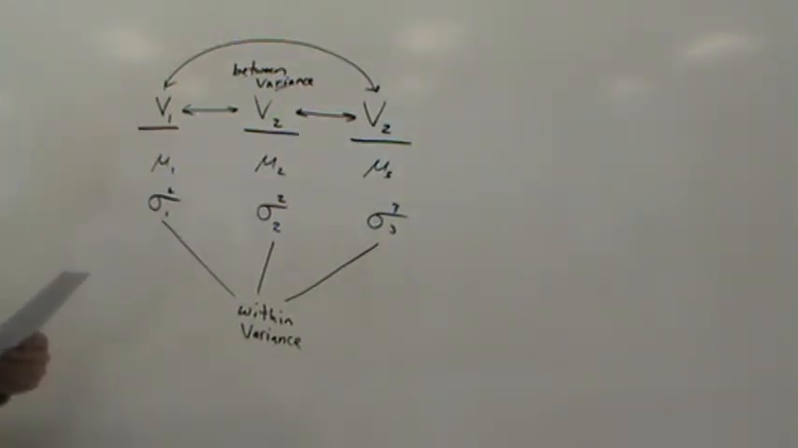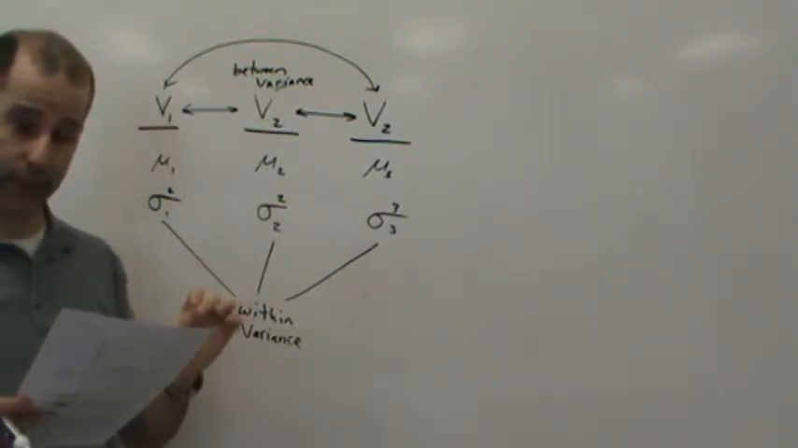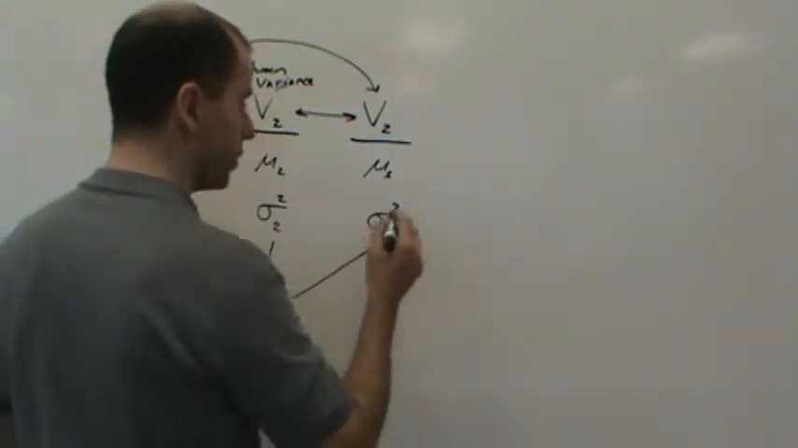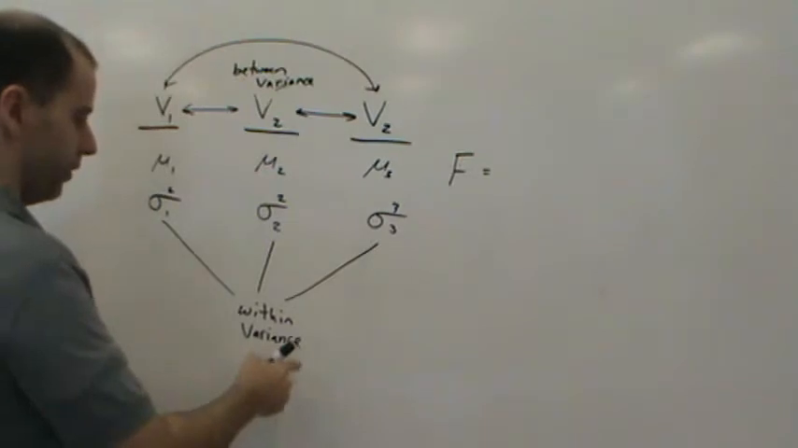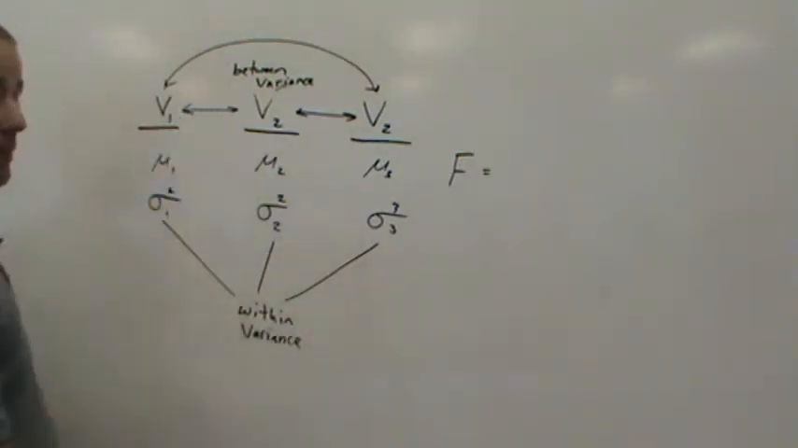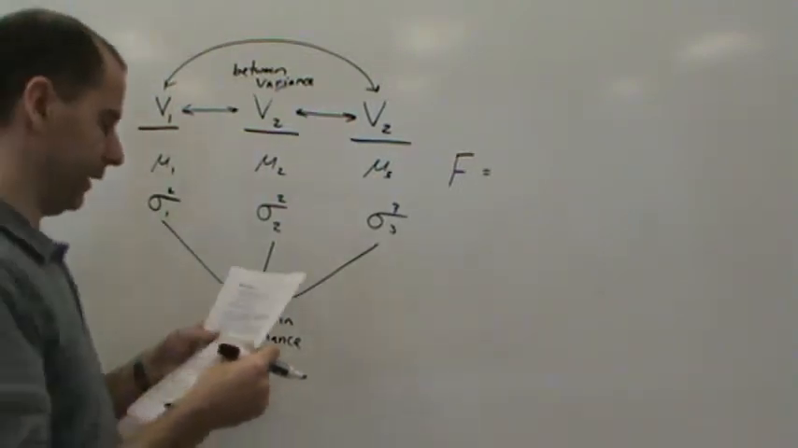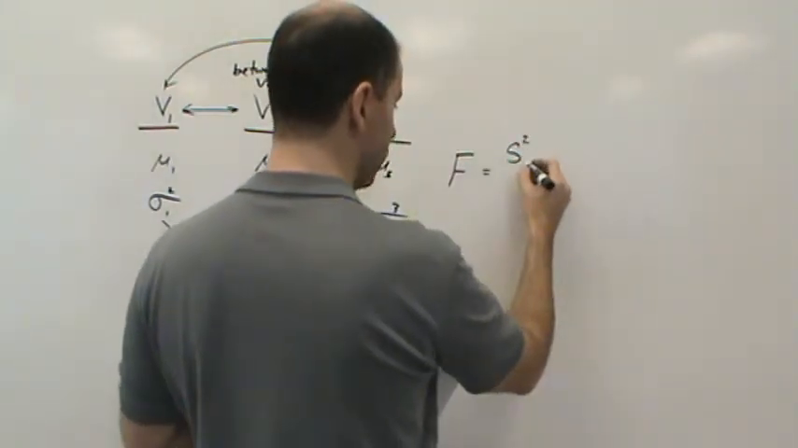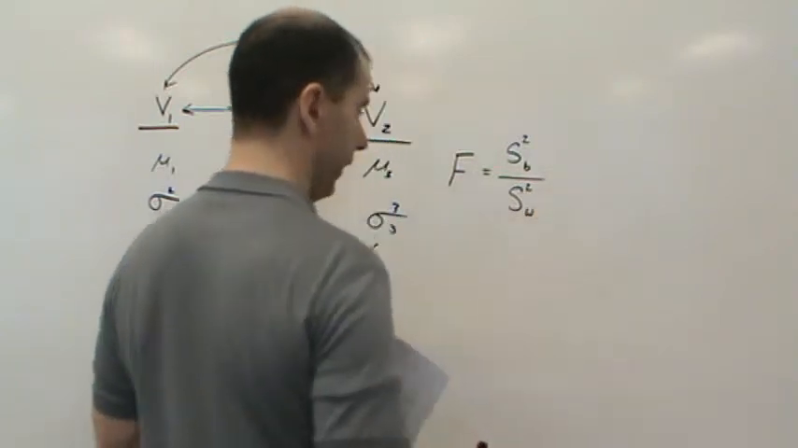So what we're going to do is use the degrees of freedom of the between variation and the degrees of freedom of the within variation. So that's what we're going to actually compare. That's where the F test comes in, because we're going to compare the variance within to the variance between. And so our F statistic is going to end up being our variance of between divided by our variance within. Okay?